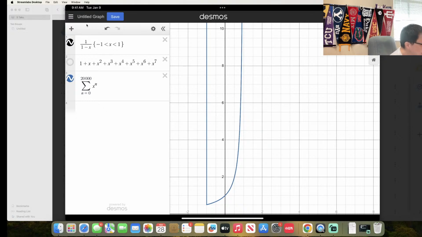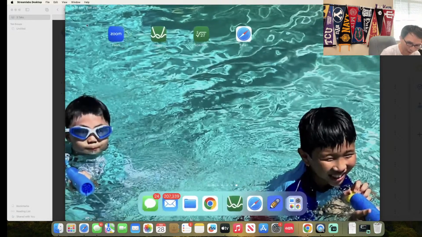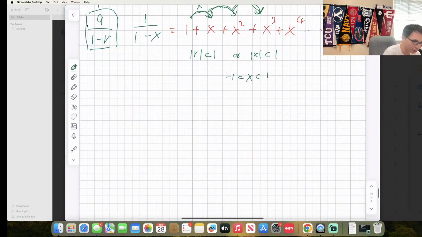So let's just say today I want to find out the representation of, and this is on the algebra computation question, 1 over 4 plus 1 over 16 plus 1 over 64 dot dot dot, right?